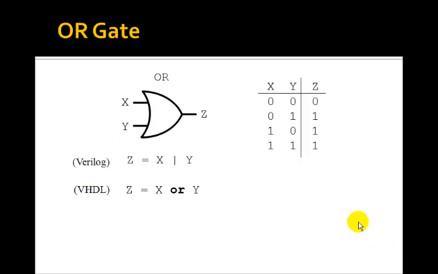Here's an OR gate. Notice the symbol for an OR gate has this curved input and sort of comes to a point here. Again, there are two inputs, X and Y. The output of an OR gate is 1 if either or both inputs are 1. We use the vertical line for the OR operator in Verilog, whereas in VHDL, again, you have to write out the word OR.